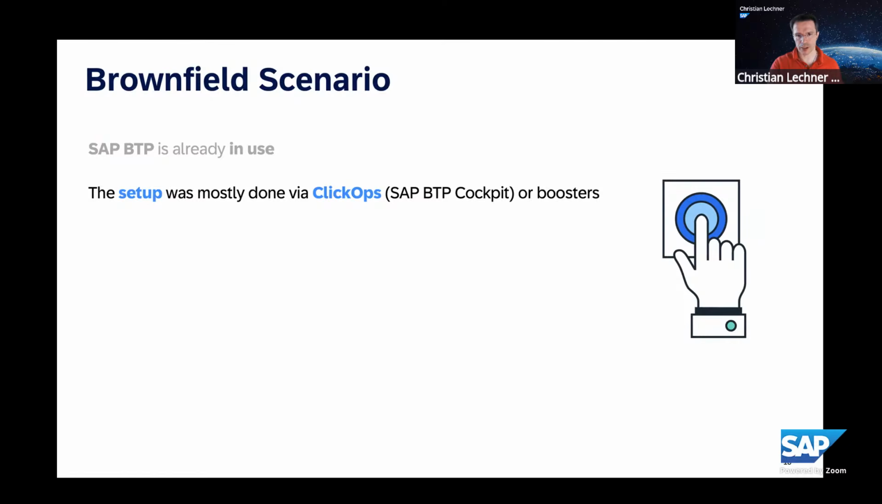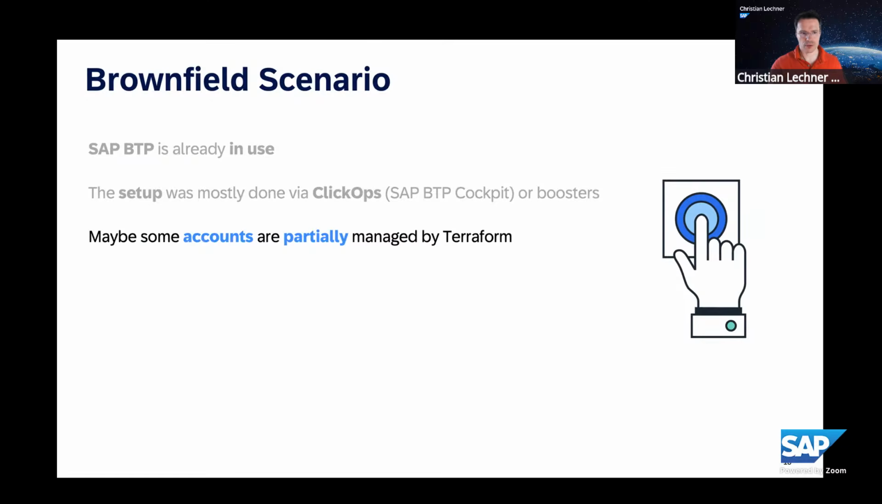So you use the BTP cockpit or boosters or something like that, that in the latter case automatically kind of created something for you. And maybe you already started with Terraform and you have some accounts that are partially managed by Terraform. So you now have to wrap your head around, how do I get everything managed by Terraform? And the big question is now, where do I start in such a setup? Because that will be your second step.